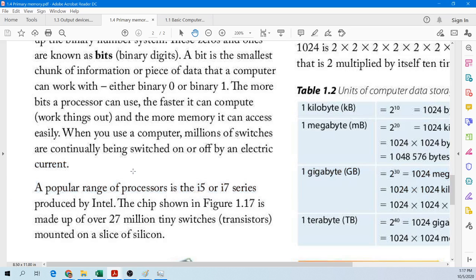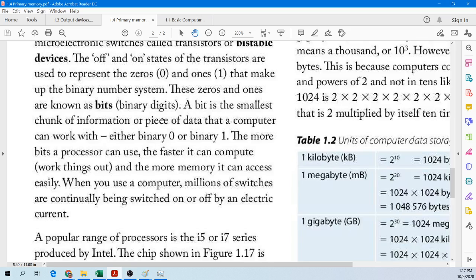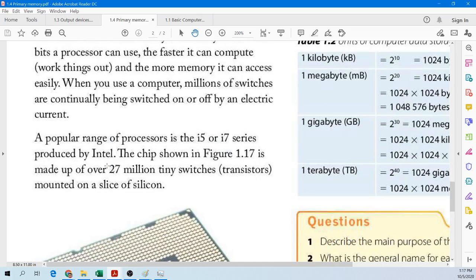The CPU is made up of these tiny switches called transistors, and basically the more transistors, the more work it can do. So one example is the Intel i5 and i7. They have about 27 million of these transistors, and even today we have CPUs with many more millions of transistors inside of them.